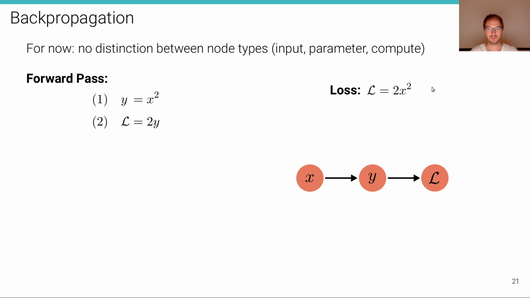And the expression that we want to formulate here is simply L equals 2 times x squared. And we have decomposed this in the sense of atomic operations in a computation graph, as we've discussed in the last lecture, as follows. In the first step, we calculate y as the square of x. And in the second step, we calculate L as 2 times y. So composing the two, we obtain 2x to the power of 2.